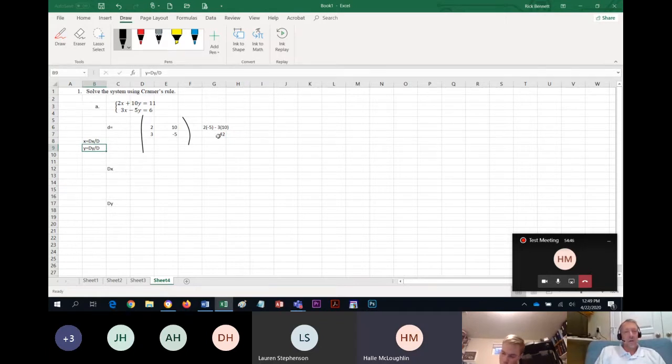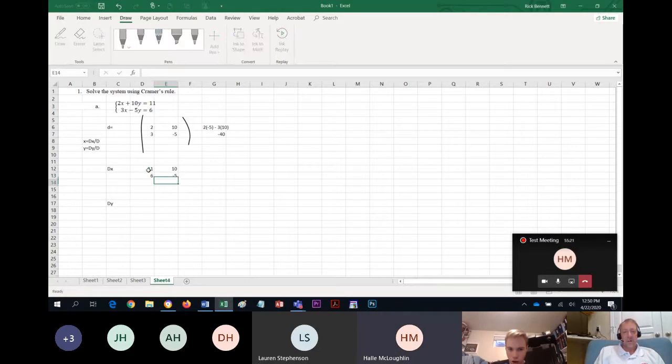You accidentally put in the 6, so it's actually -40. Oh, you're right. 2 times -5 minus 3 times 10. That's correct. It should be -40. So that's going to be your denominator for both of these. Now, can you tell me what the matrix is for d sub x? It's going to be 11, 10, 6, -5. So if we read it in columns, 11 and 6 and 10 and -5, right? You said it in a different order, but we meant the same thing.